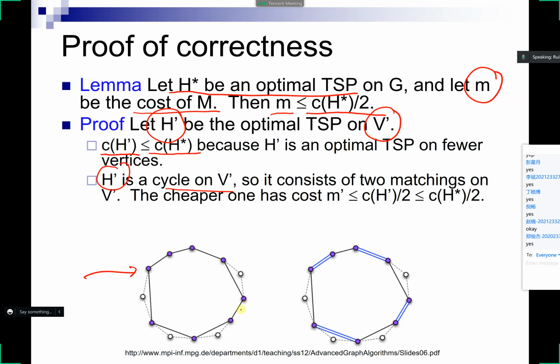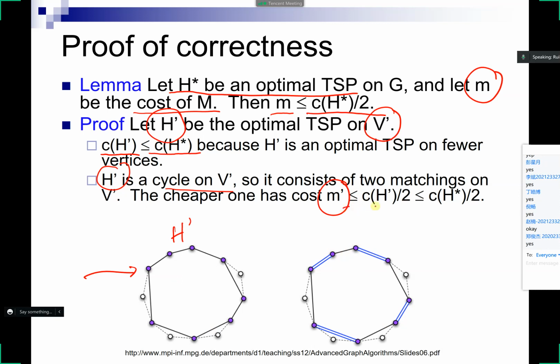So for example, here you see that we have how many? We have 8 edges in our cycle. So this is supposed to be H prime over here. We have 8 edges. So if you take edges 1, 3, 5, 7, that is going to be a matching, right? And then if you take edges 2, 4, 6, 8, that's also a matching. Both of those are perfect matchings. And now whichever one of those matchings is cheaper, let's call the cost of that thing M prime.